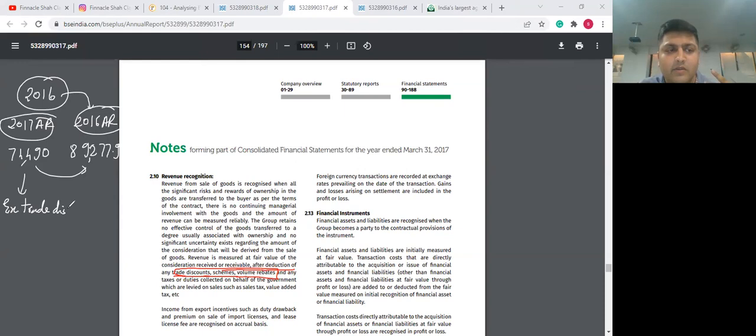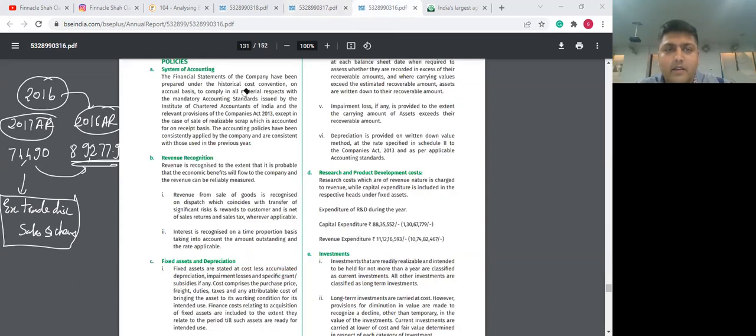So trade discounts, or let's just call it sales schemes, as mentioned in the, so this is excluding figure. And as per the 2016 annual report, let me just once again toggle to the 2016 annual report, there is no mention whatsoever of sales scheme here in the revenue recognition policy. So as you can see, the revenue computation changed.